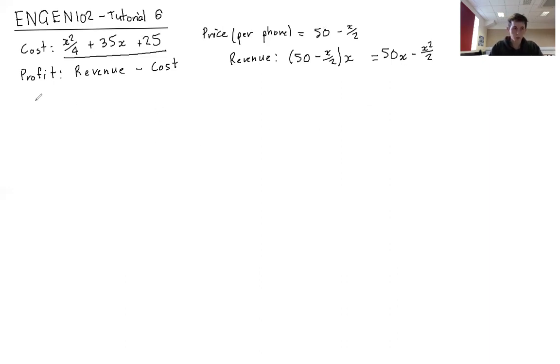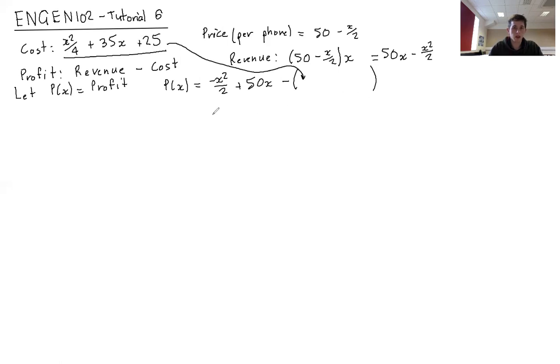Now, if we call profit P of x, P of x is then going to be equal to revenue minus cost, and we've already got revenue. If I write it a little differently with the x squared term at the front, we have negative x squared on 2 plus 50x, and then minus all of this stuff here.